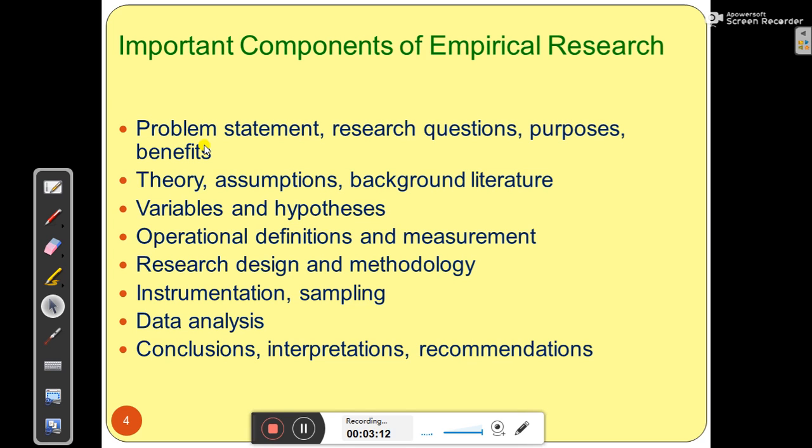After that, you need to design your research, your methodologies, the steps and procedures through which your action will be carried out. Next, what instruments you are going to apply? How will you sample your data? Then you need to analyze the data you get after applying your methodologies and instruments on the sample data, applying the data analysis process. After that, you have to conclude about your claims, your interpretation, and whatever recommendation you can make regarding the problem and the solution you have provided.